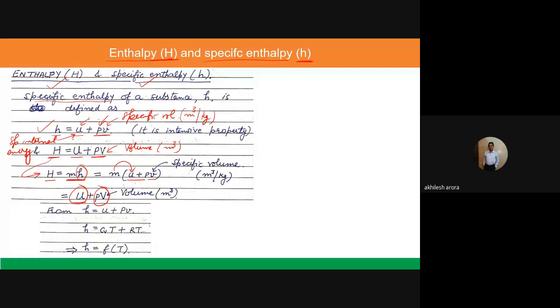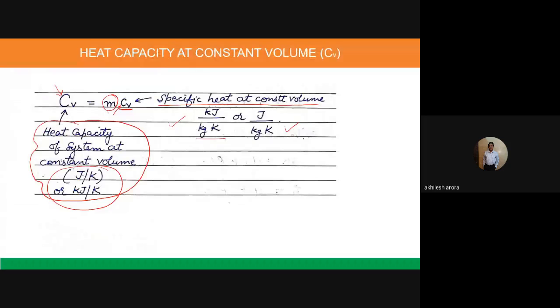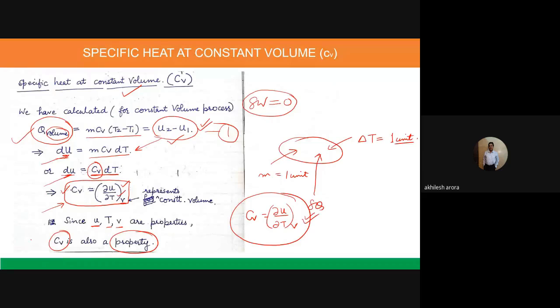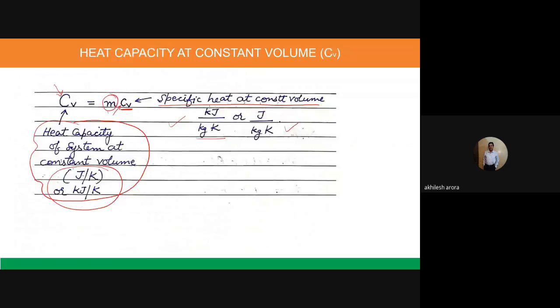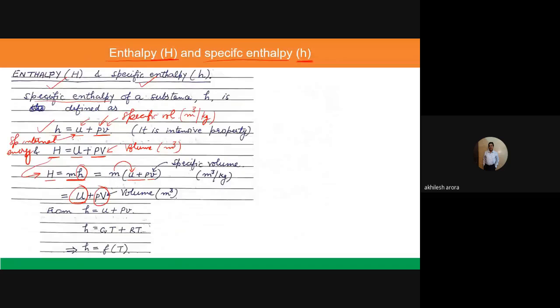So now you can see it here once again, like we talked that CV is a property because U, T, and V are properties. Similarly, when we talk about enthalpy, H is equal to U plus PV.